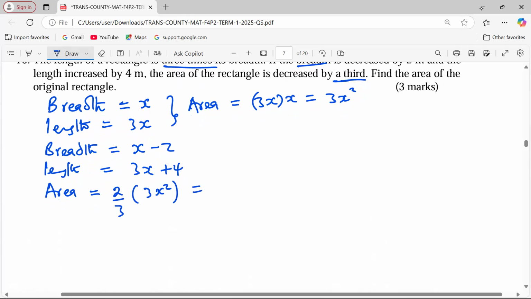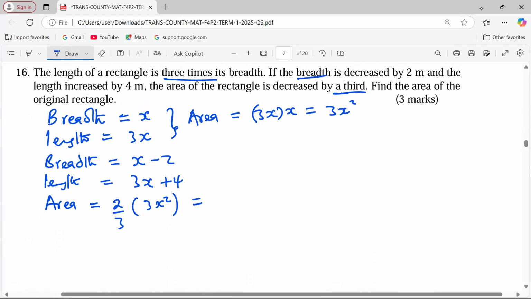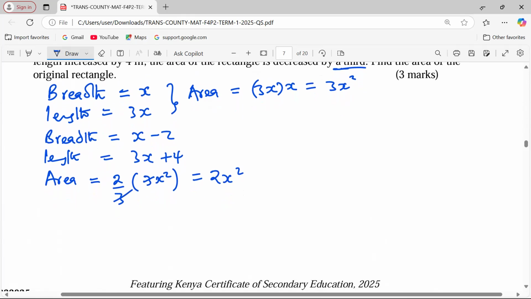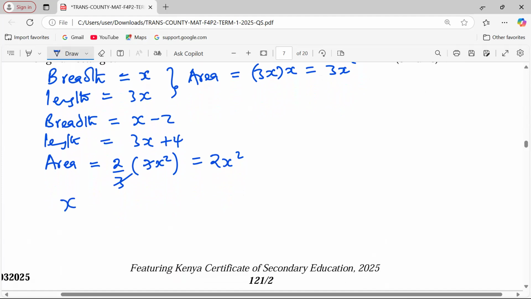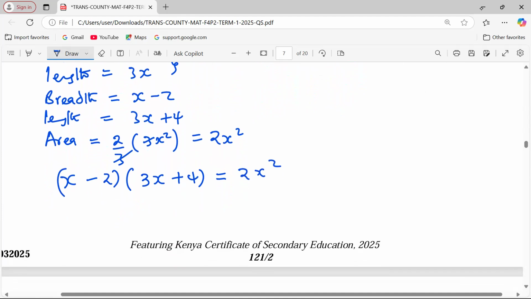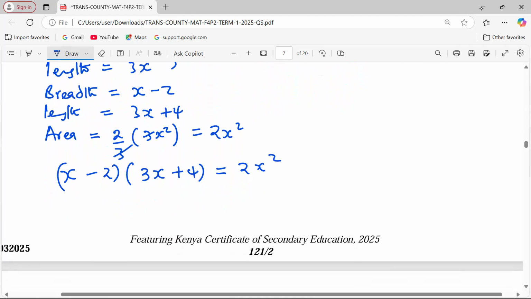If it is decreasing by a third, it means the new area is 2/3 of the original, so this shall be 2x squared. That is now the new area. Therefore, x minus 2 times 3x plus 4 should give us 2x squared. Then we are going to find the value of x.